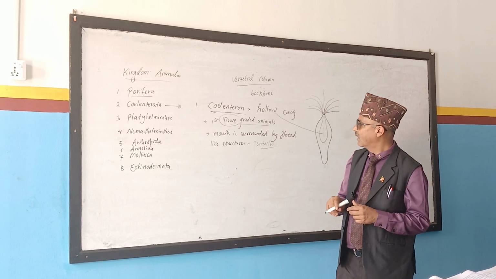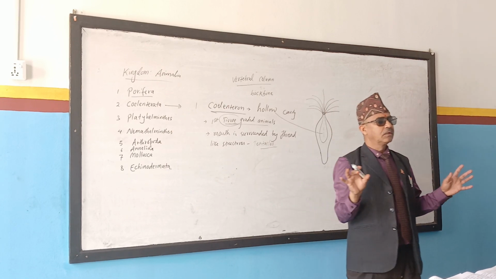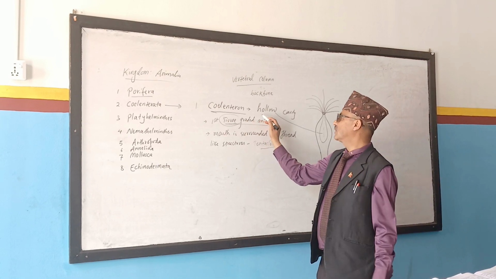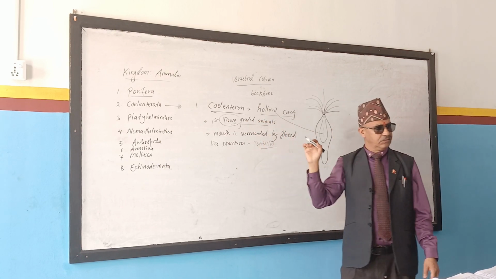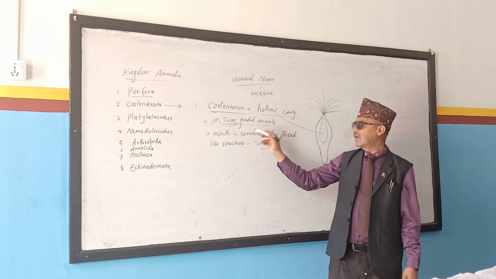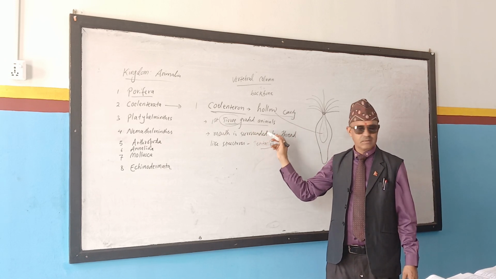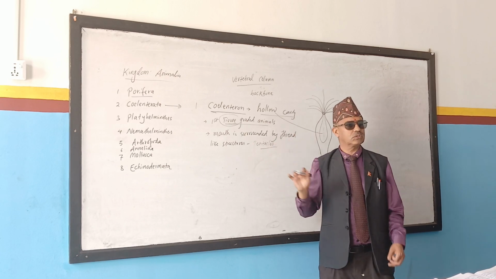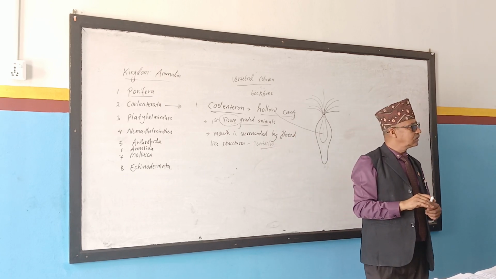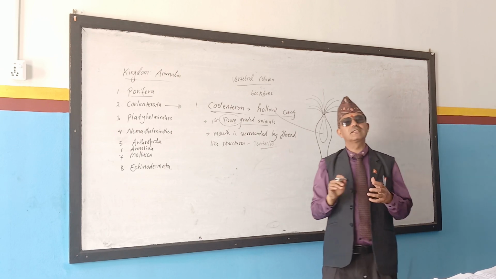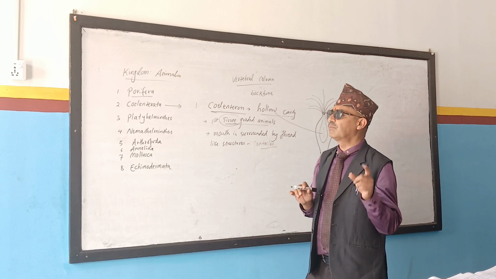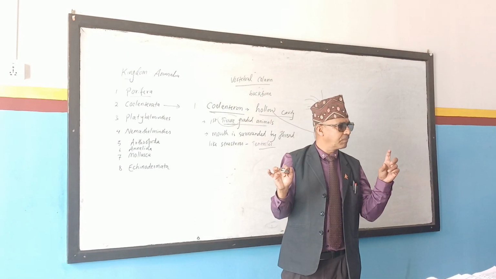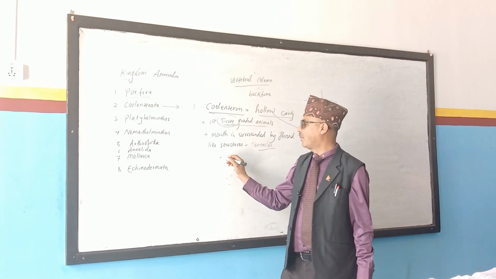Locomotion. Moving. How many points have we written? Three points are written. What are they? They contain a hollow cavity or coelenteron. Number second, they are first tissue graded animals, and mouth is surrounded by thread-like structures called tentacles. Is it okay? And next important thing, these animals reproduce by one method, that is budding.